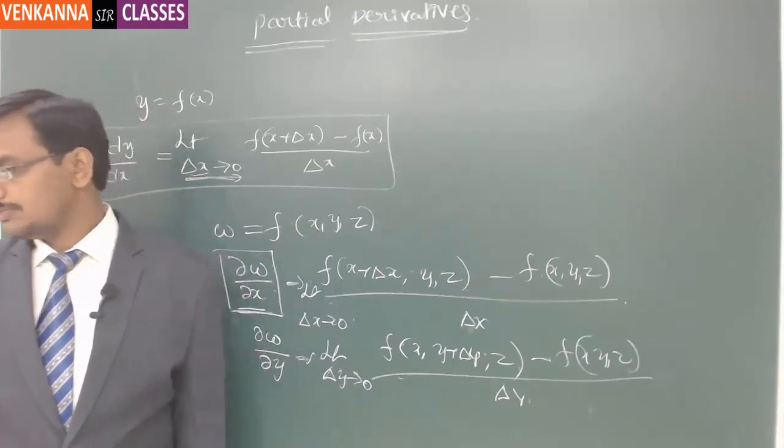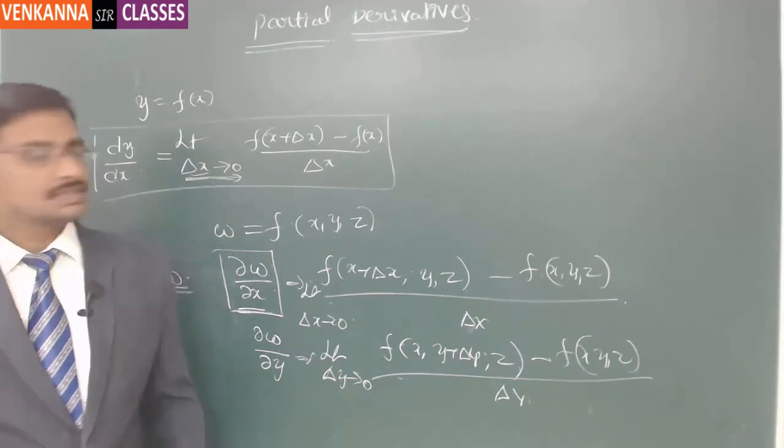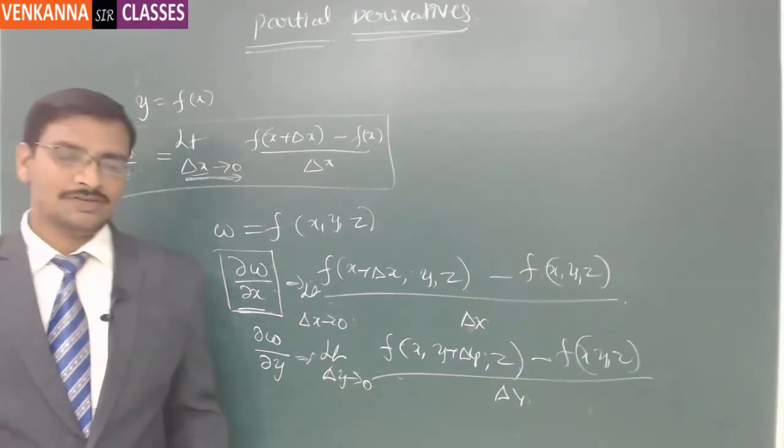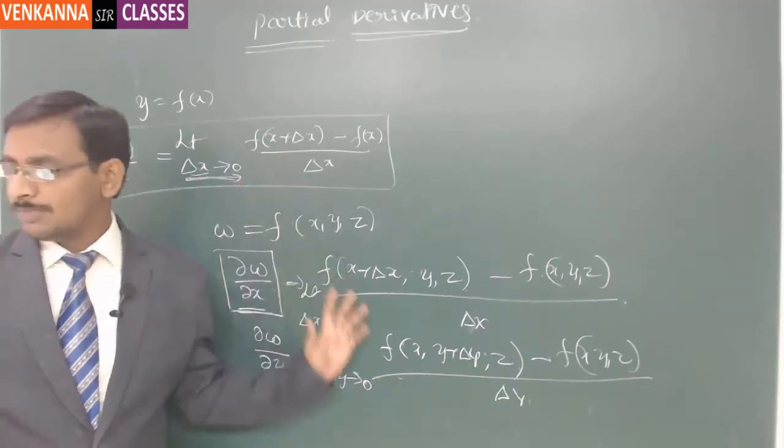Understood the concept? Right? So I hope it is clear to everybody. So this is the simple difference. This is the normal derivative and this is the partial derivative.